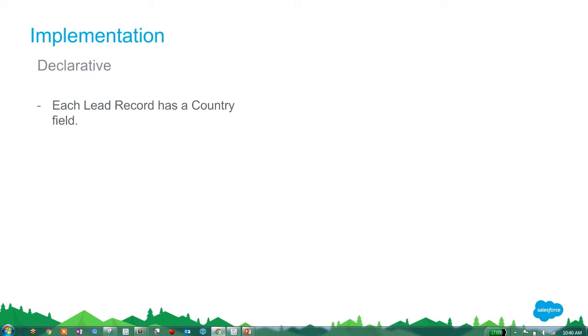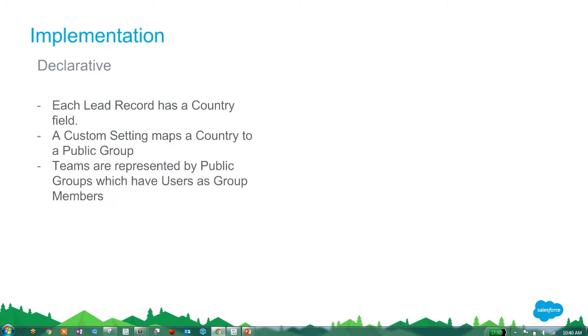So each lead record has a country field. It's easy enough. And we have a custom setting that maps a country to a public group. So that way we get the binding between the public group and the country. Then of course we have a public group which has users as group members. Don't worry about nesting of groups today. That's just an unnecessary detail.